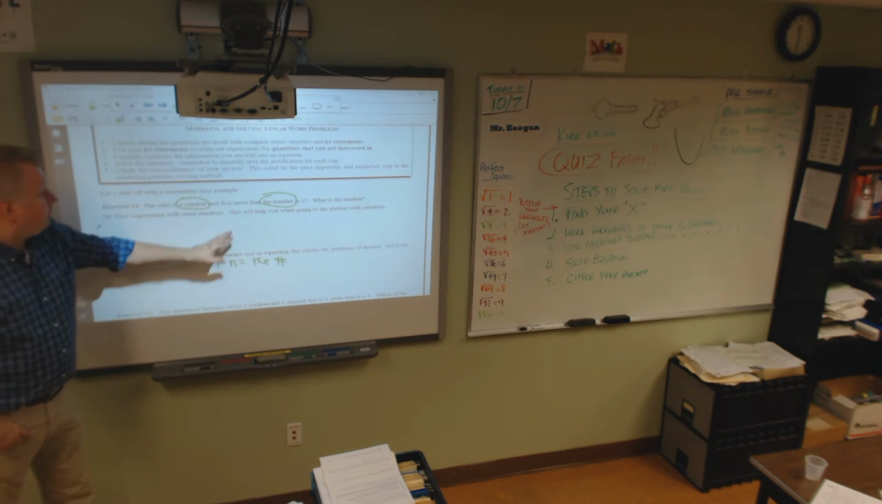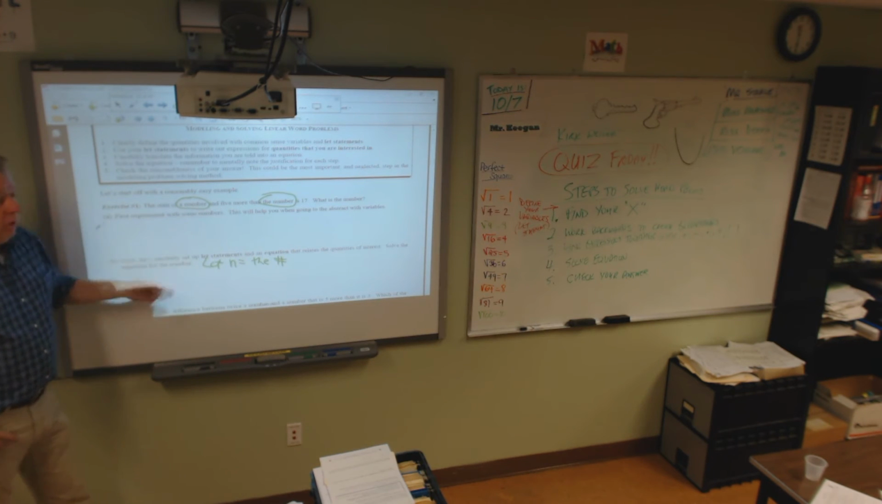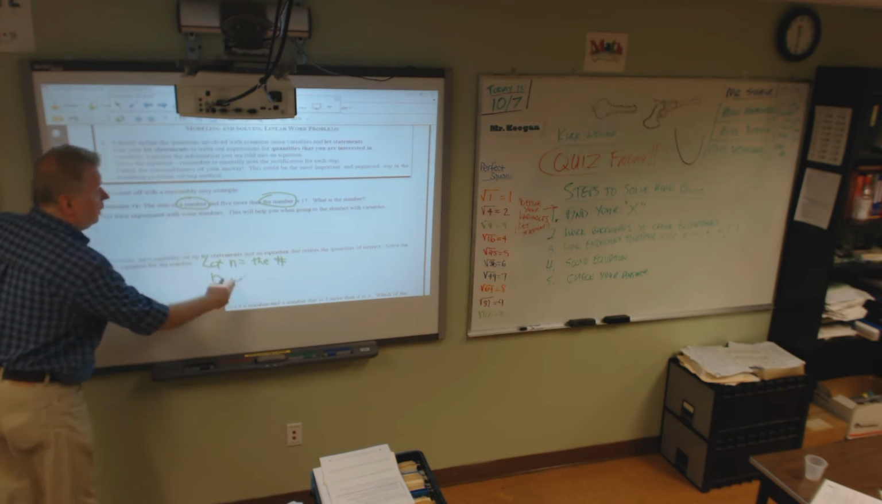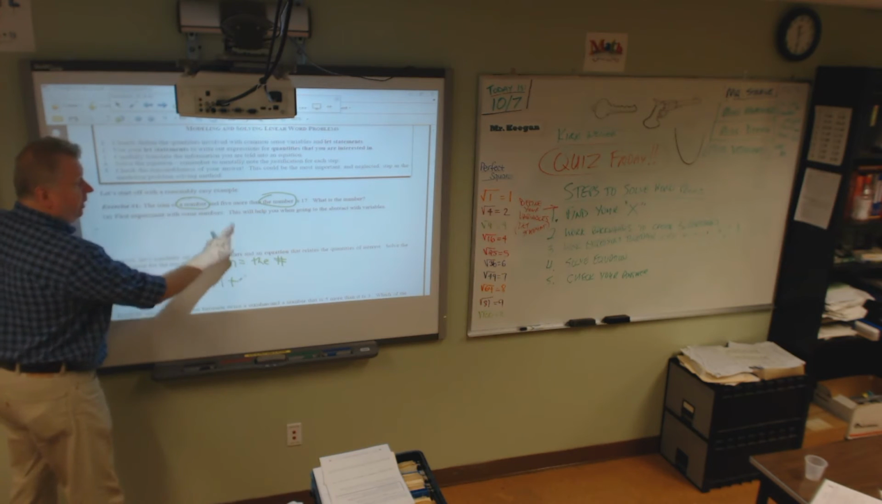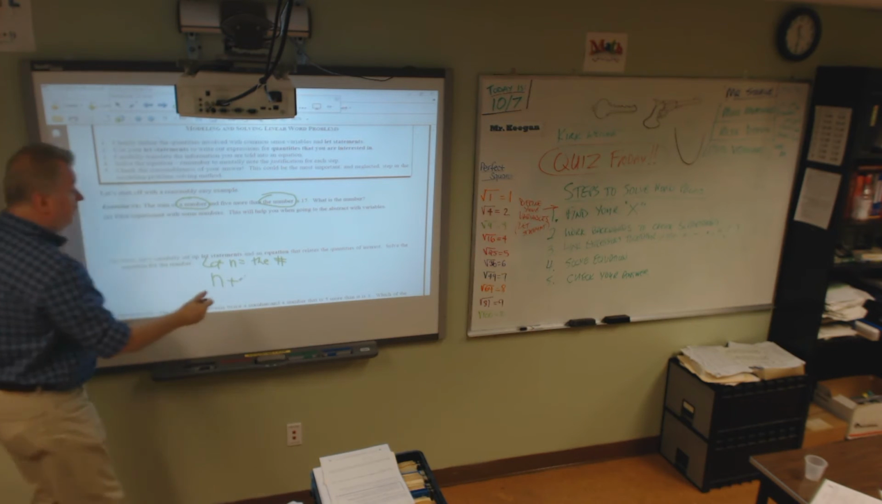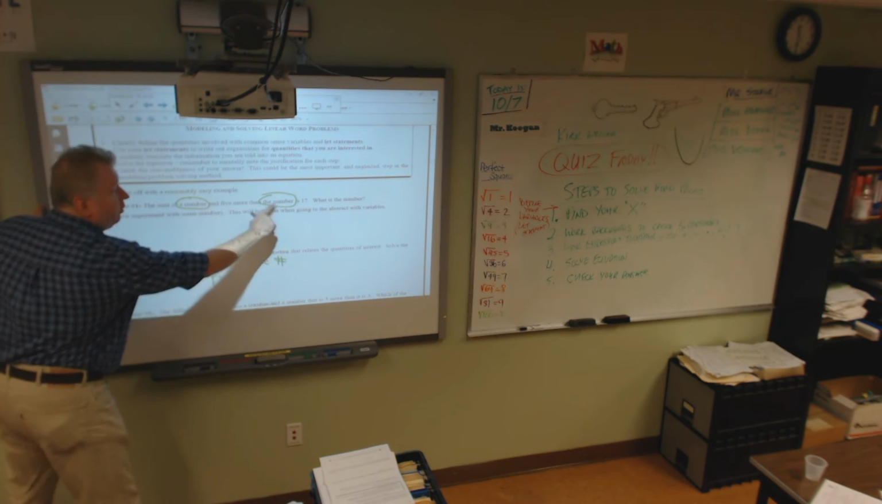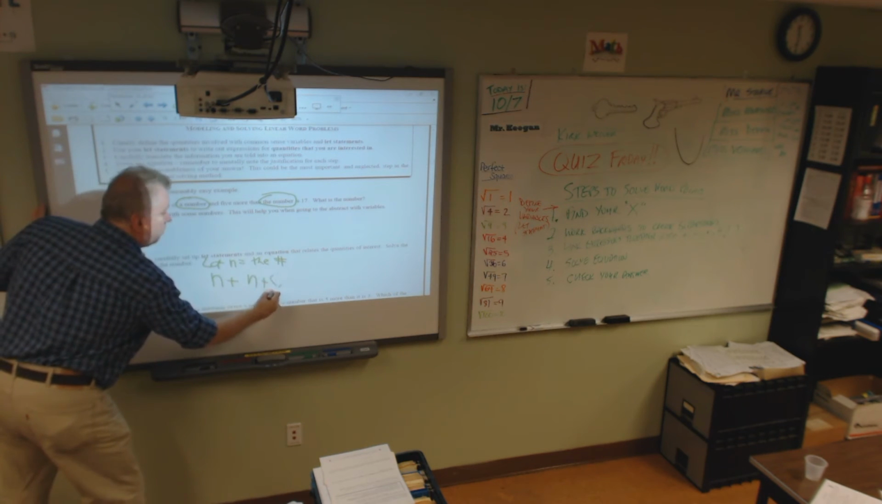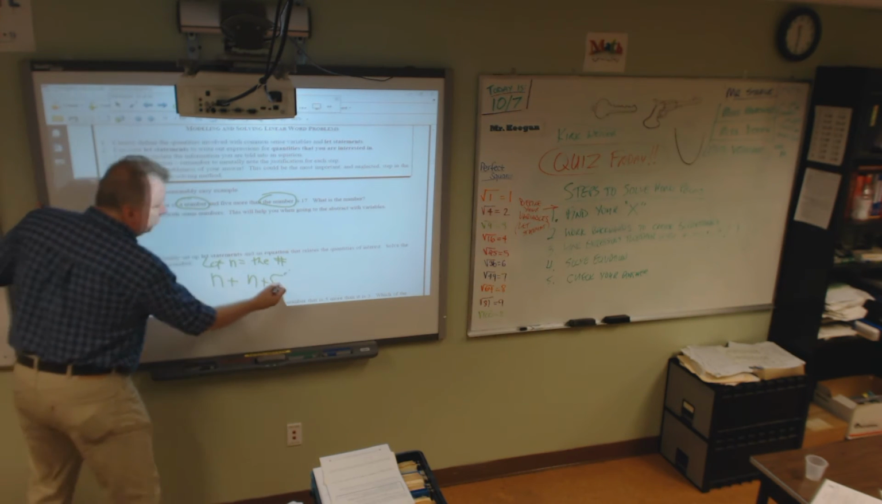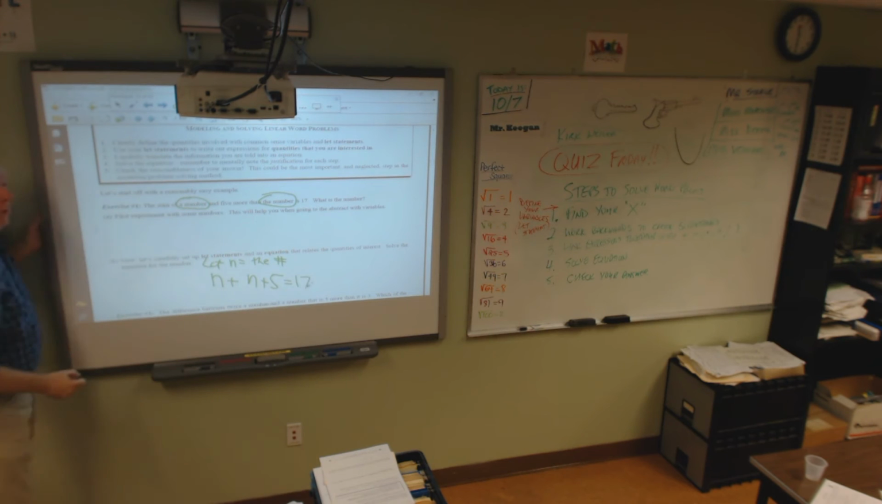Now we're going to see if we can come up with an equation. The sum of a number. Sum is which operation? So it's going to be n plus something, right? The sum of a number and 5 more than the number. How do we write 5 more than that number? N plus 5. Good. And 5 more than the same number is 17. How do we write is in math? Equals. Good.